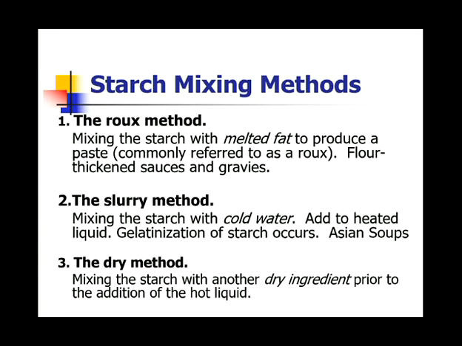So those are the three methods. The first one, the roux method, which is starch with melted fat. The second one is starch with cold water, such as Asian soup. The third method is the dry method, starch with another dry ingredient or ingredients. Make sure they get separated first. Now you could add the hot liquid, whatever, it won't clump. It won't get pasty and clumpy. Okay. So these are the three basic methods I'm sure I'm going to ask you. And we will be doing it in the lab.